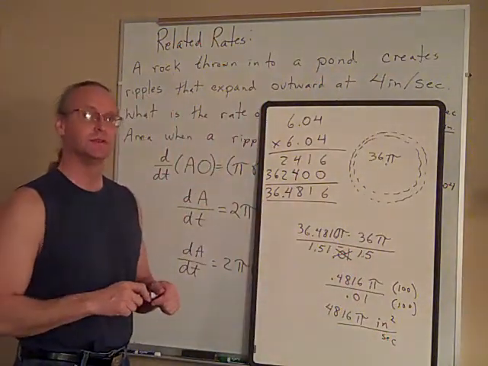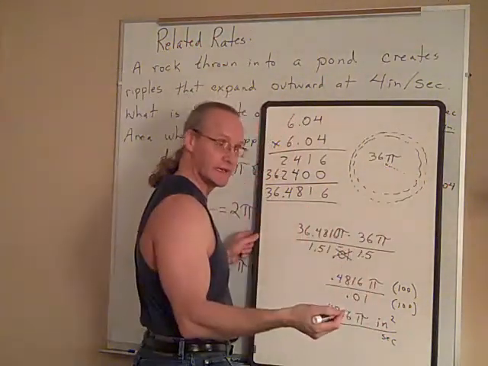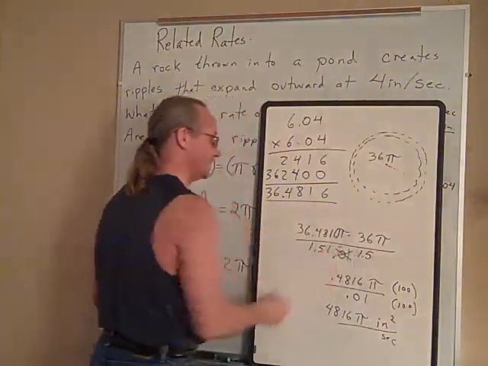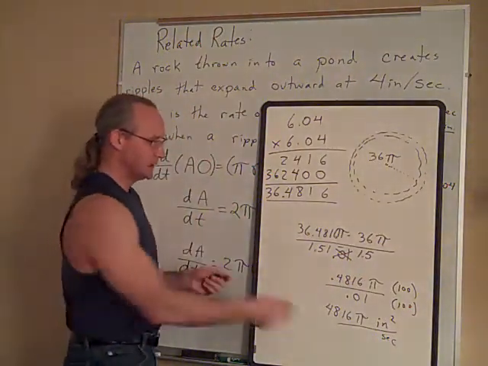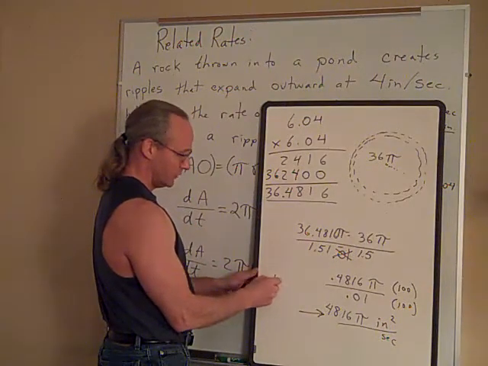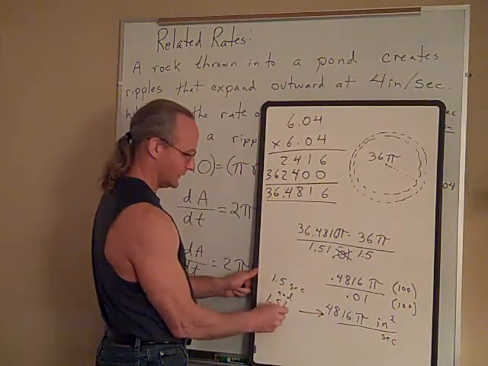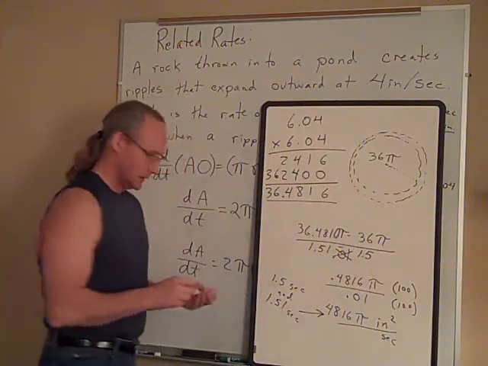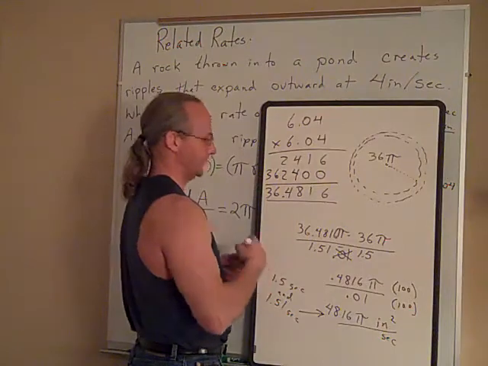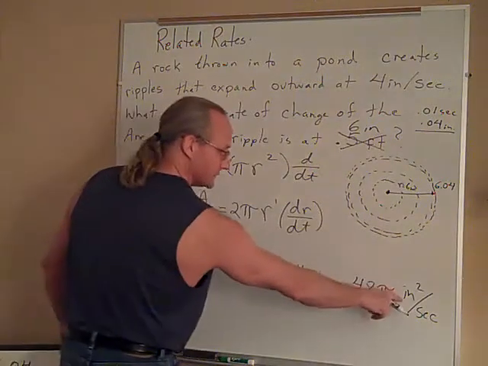I didn't want to confuse the issue too much, but basically, since it's moving outward at 4 inches per second, it's at 6 inches at 1.5 seconds. What I've done then is find the rate of change between 1.5 seconds and 1.51 seconds. The instantaneous rate of change at 1.5 seconds is 48 pi inches squared per second.